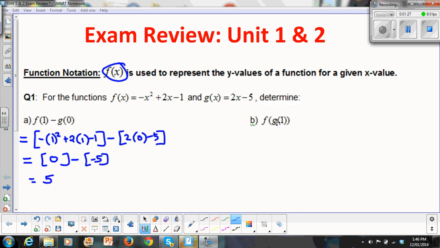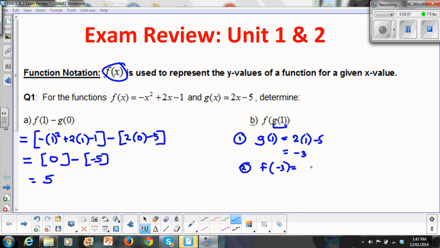For the second example, we have f of g of 1, which means first we're going to find g of 1, and we're going to take that answer and plug it into the f function, because g of 1, you can see here, is inside the f function. So g of 1 is 2 times 1 minus 5, which is negative 3. Then the second step is that we now know the answer to g of 1, so we're going to find f of that answer, which was negative 3.